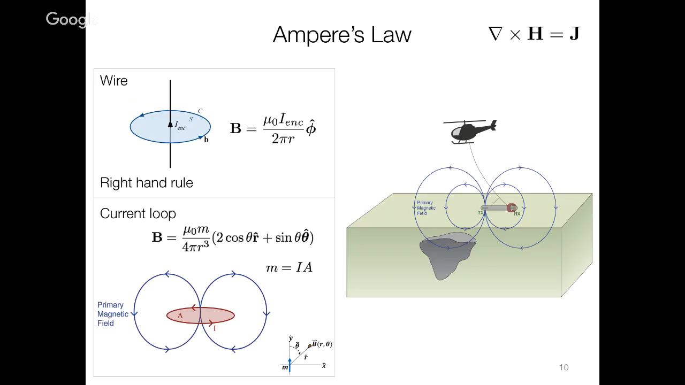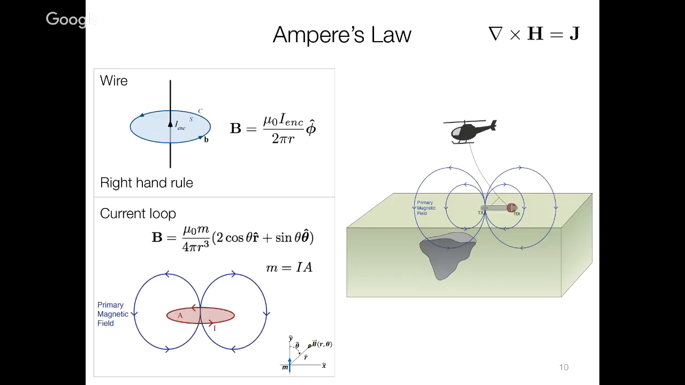So let's break this down. Let's look first of all at Ampere's law, which says that if I have a current, then that gives rise to a curl of a magnetic field. I think everybody is kind of used to that.